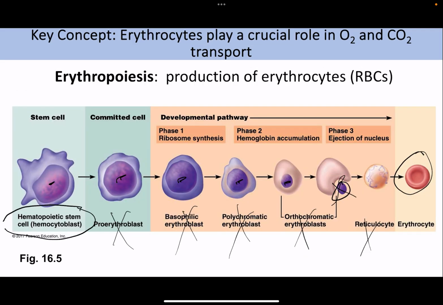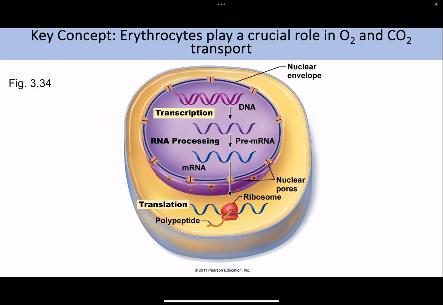But questions about erythropoiesis. Biggest thing to know, erythropoiesis is specific to red blood cells. We start off with that hematopoietic stem cell. It develops and develops, but right before it gets released into the bloodstream, it kicks out the nucleus. And again, that's just to make more room inside the cell to be able to carry more oxygen.